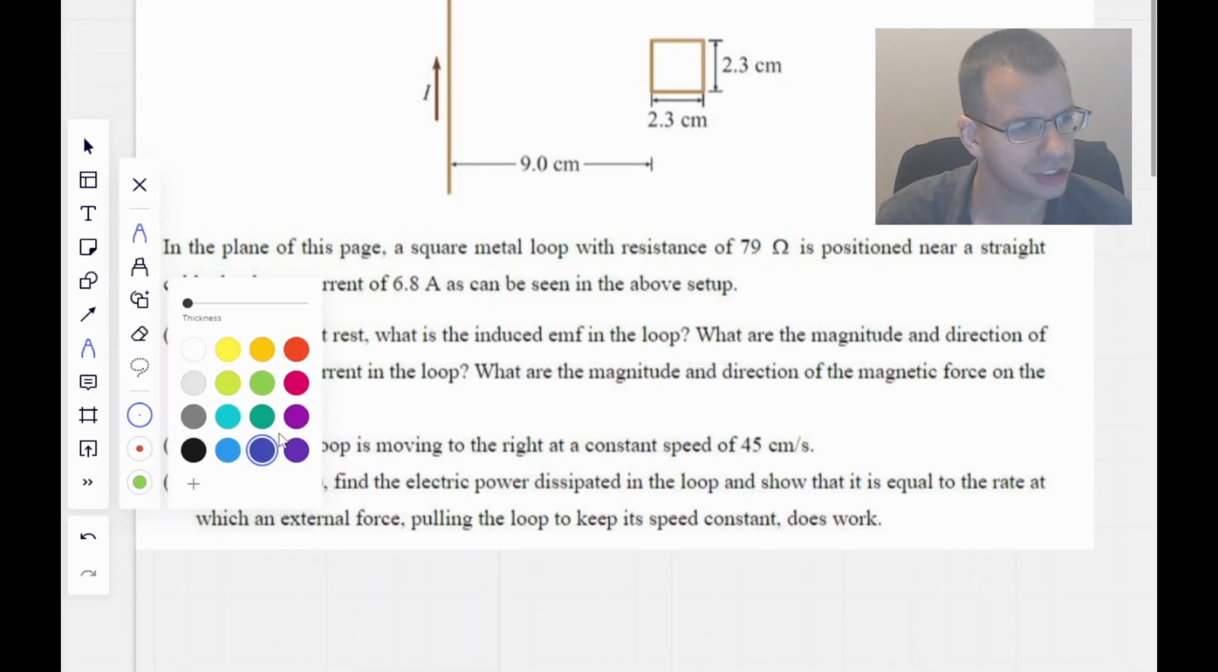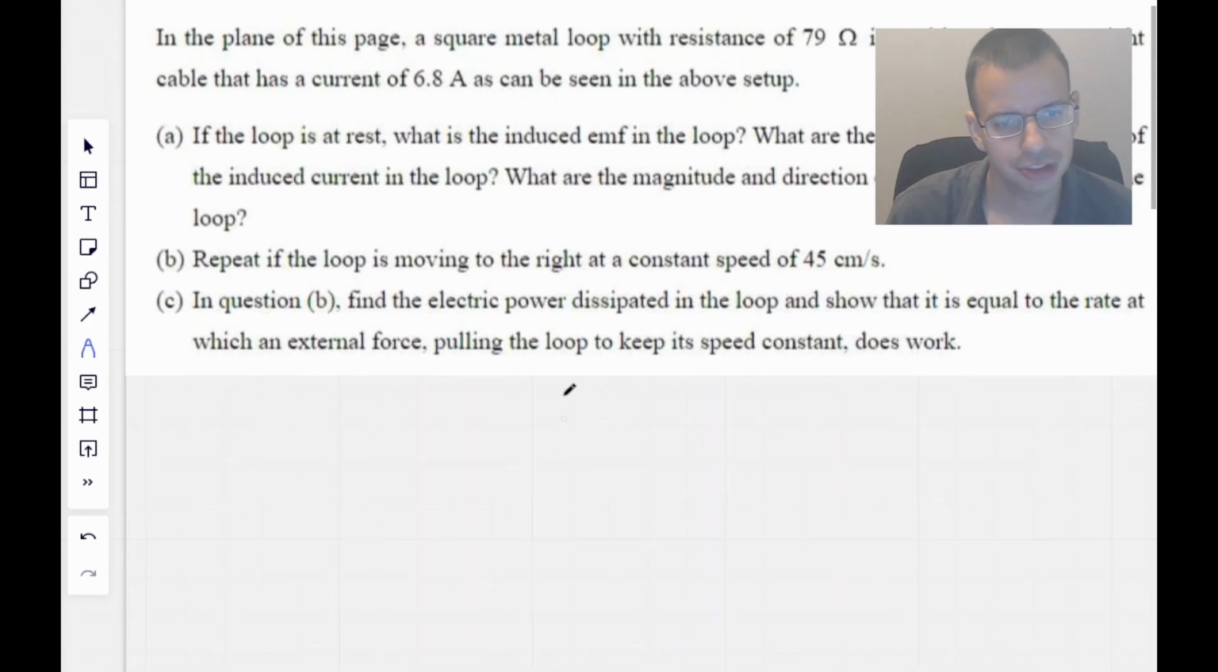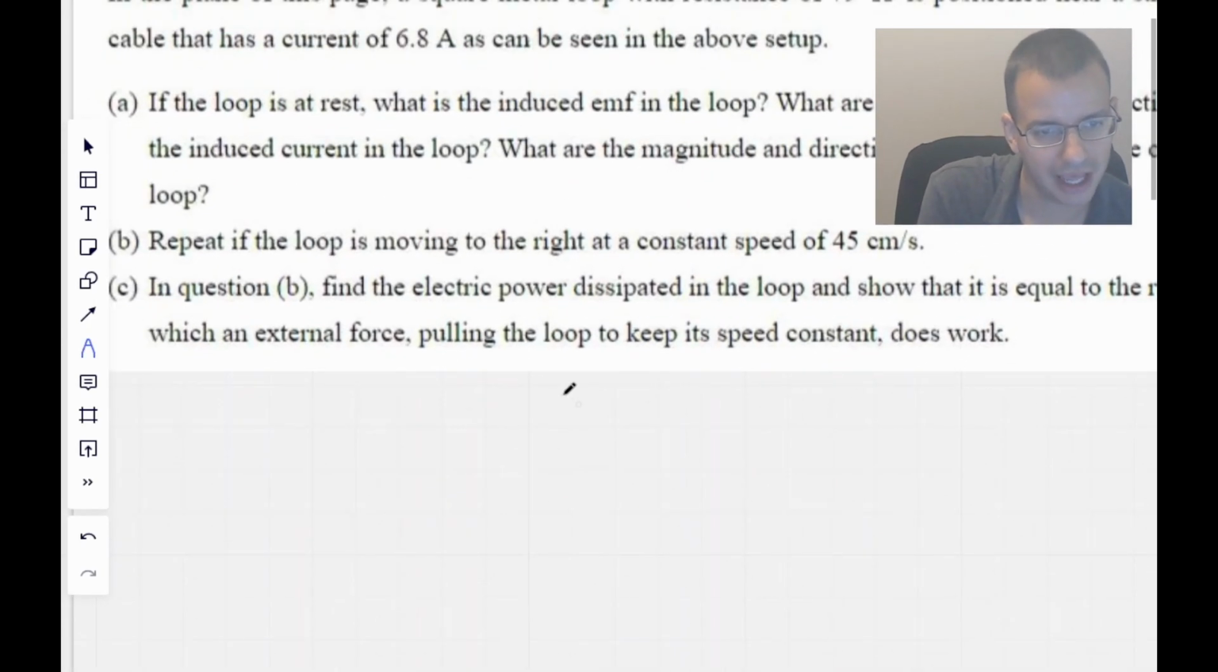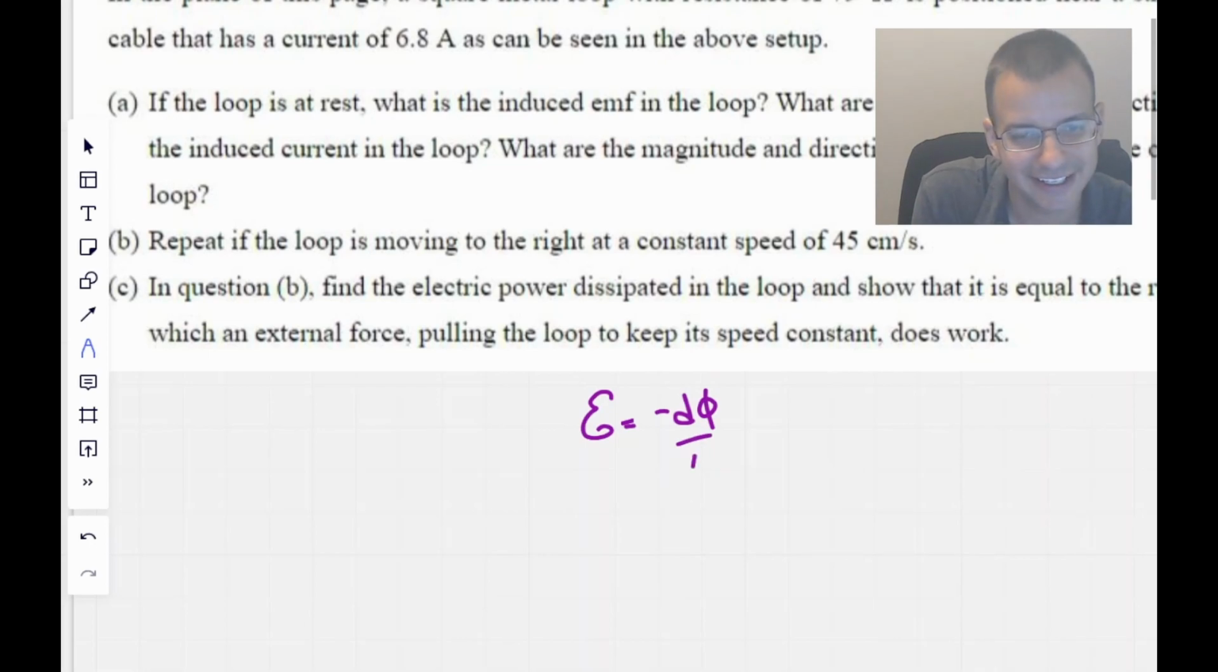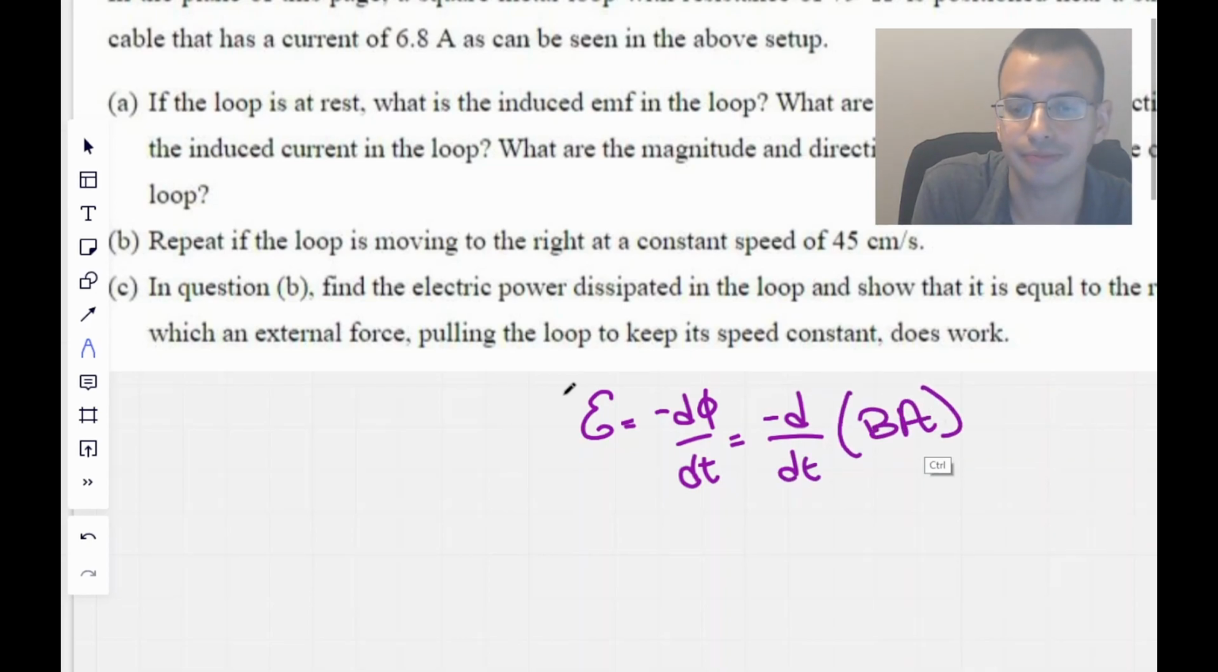the electromotive force, the induced voltage in this loop. So my first thought is we have an EMF, which is defined as negative d flux dt, where flux is the magnetic field times, actually, a little bit more formally, magnetic field dot area.